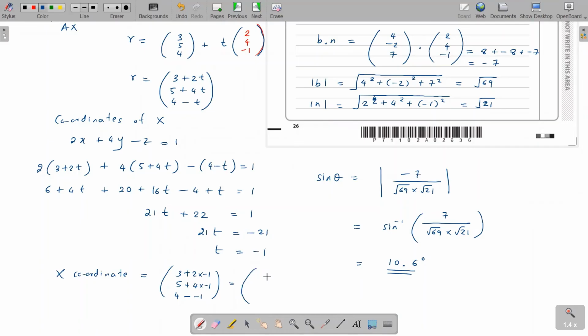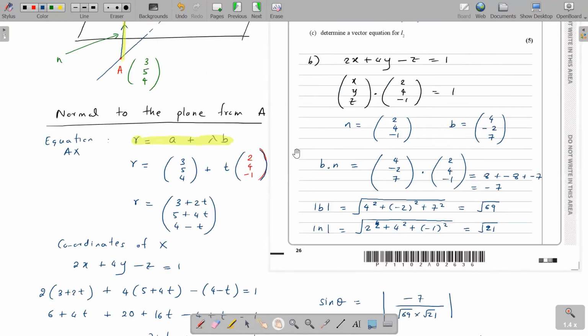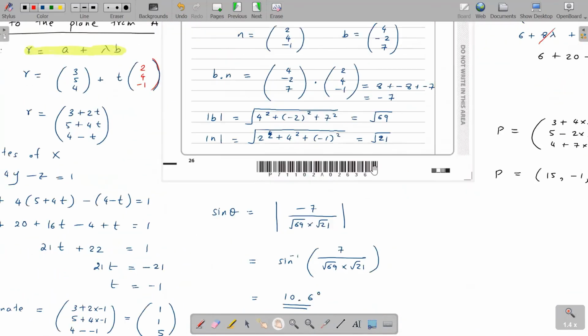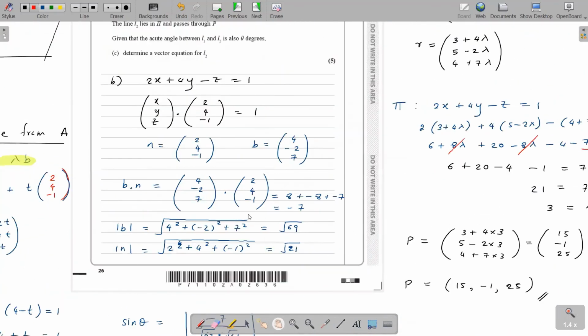What do we get? 2 into minus 1 is minus 2, plus 3 is 1. 5 plus 4 into minus 1 is minus 4 plus 5, which is again 1. The other one, 4 minus minus 1, is 5. So this is the place where the line AX meets the plane. Do you agree with me? 1, 1, 5. And the point P coordinate we found earlier, right? What was the P coordinate? P was 15, minus 1, 25.